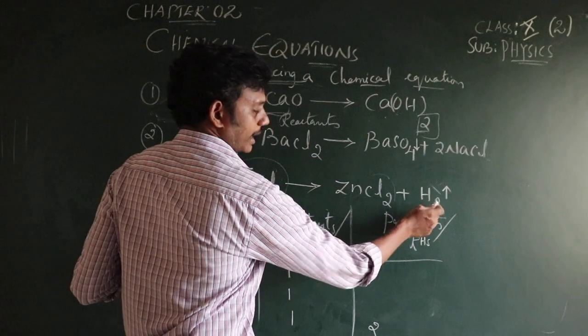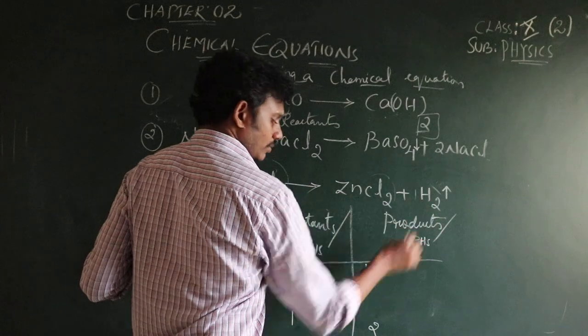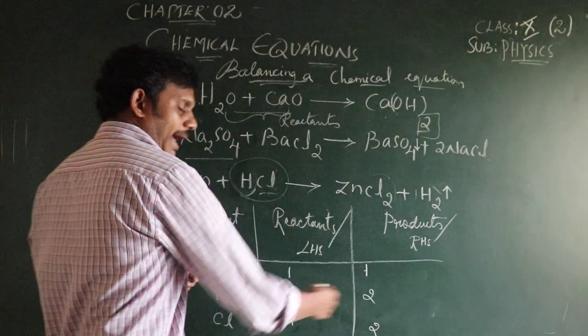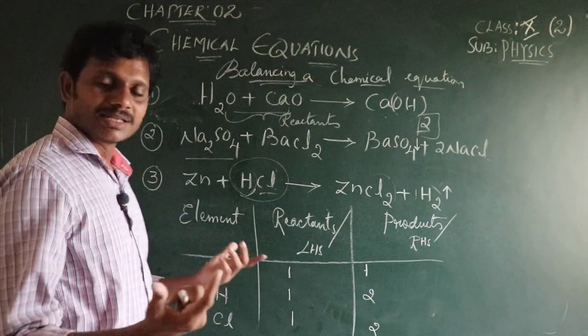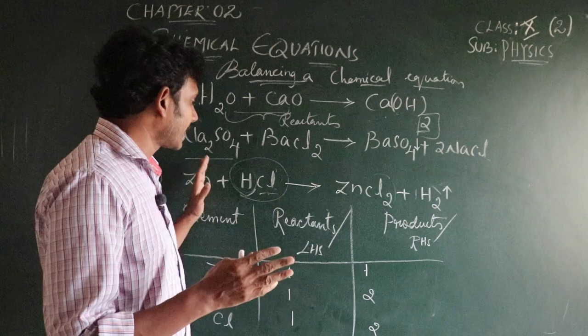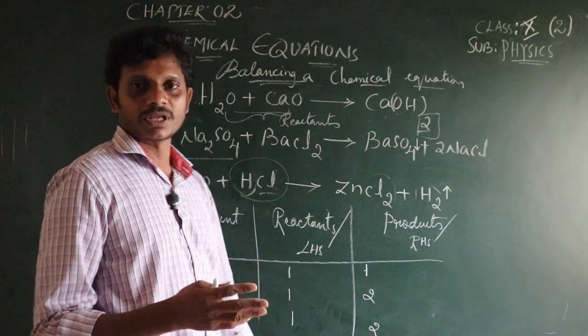And hydrogen, H2, means 2 are there, here 1 is there, 1 into 2 equals 2, so let's go for 2. Is this balanced? Balanced means the ratio of atoms present in reactants must be equal to the ratio of atoms present in the products.